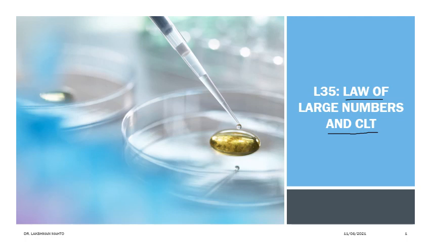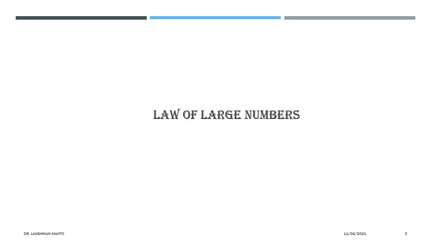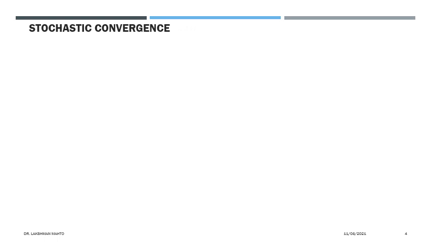Coming to the outline, first I would like to discuss the law of large numbers. Afterward, I will talk about the central limit theorem. Coming to the law of large numbers, I had already discussed a small brief in the previous class, but here I will talk from the convergence point of view. I could not cover various examples of stochastic convergence in the last class.